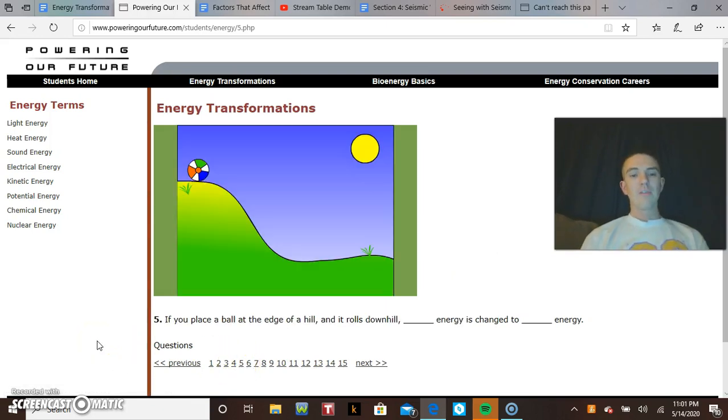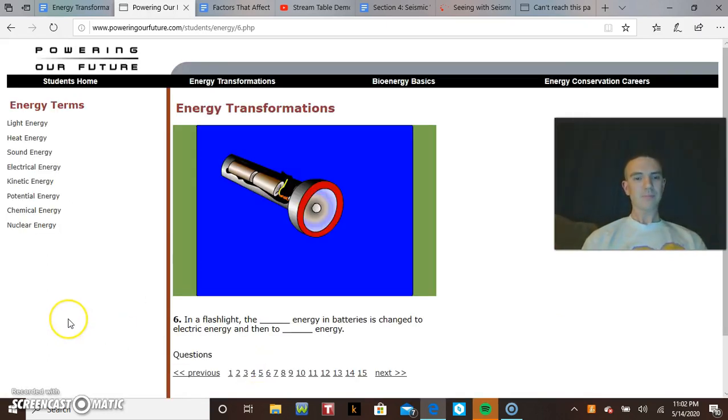Number 5, if you place a ball at the edge of a hill, it rolls downhill. Blank energy is changed to blank energy. Here's the simulation once more. It starts up here, it rolls downhill. Pause the simulation, or pause the video, unpause it, and then next one.